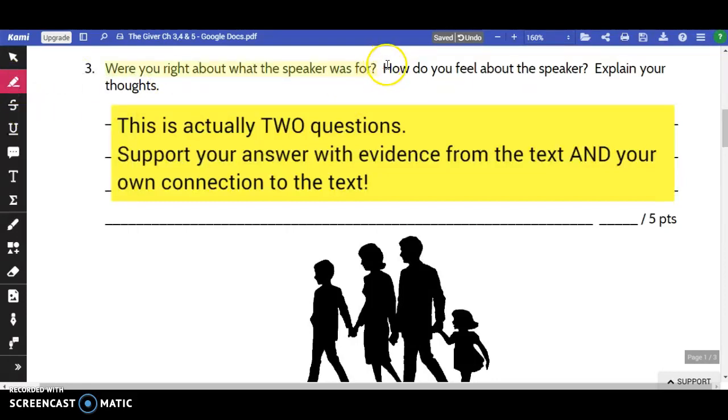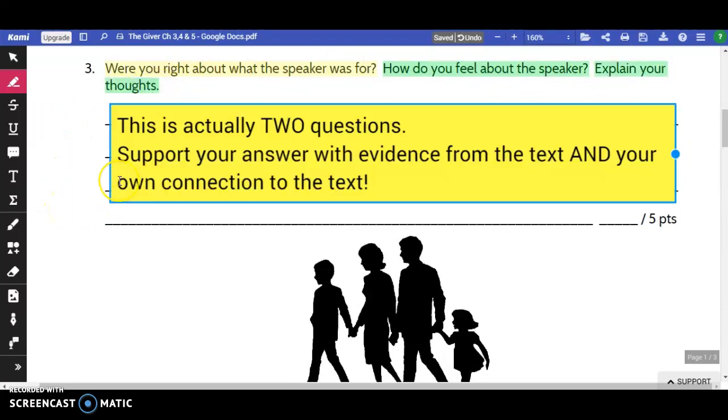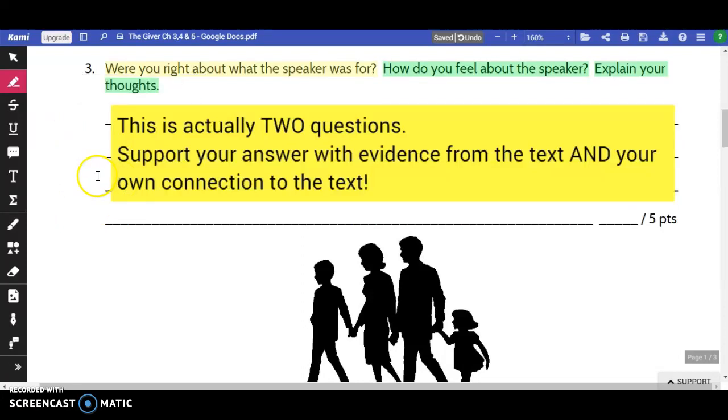The second question was, how do you feel about the speaker? And for this part of the question, you also need to explain your thoughts. So when you're explaining, be sure to support your answer with evidence from the text and your own connections to the text.